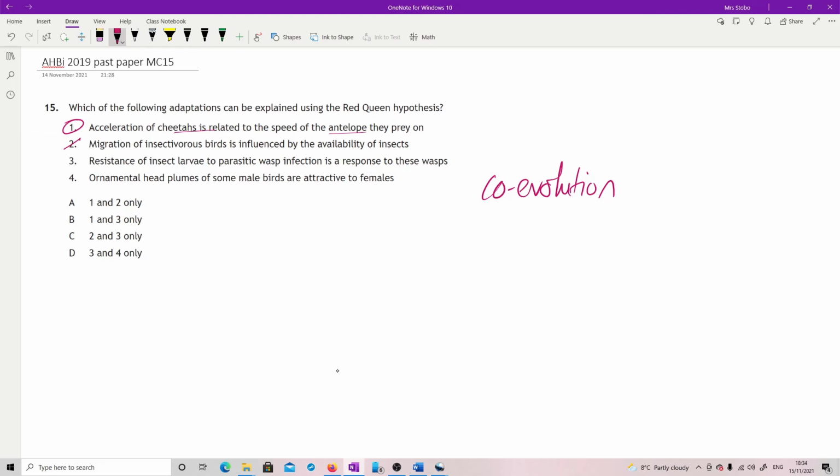Resistance of insect larvae to parasitic wasp infection is a response to these wasps. So what we've got is resistance of the larvae, and then we've got the infection of the wasps. So both of them are in an arms race to try and see who's going to get there. So that one is Red Queen. Ornamental head plumes of some male birds are attractive to females. That's a little bit of a random one. This is entirely about sexual selection. Okay, so our answers 1 and 3, and hence B.